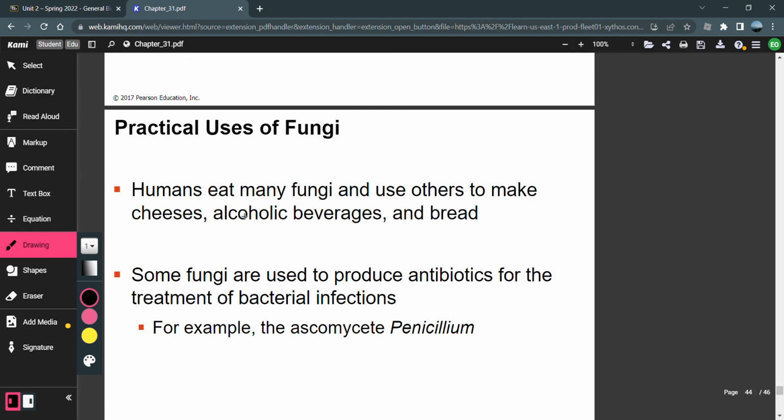There are also practical uses of fungi. Humans eat many fungi and use others to make cheeses, alcoholic beverages, and bread. Yeasts make alcohol. If you have taken Bio 1, you would understand that yeasts go through alcohol fermentation, where acetaldehyde accepts an electron, becoming alcohol. And some fungi are used to produce antibiotics for the treatment of bacterial infections.